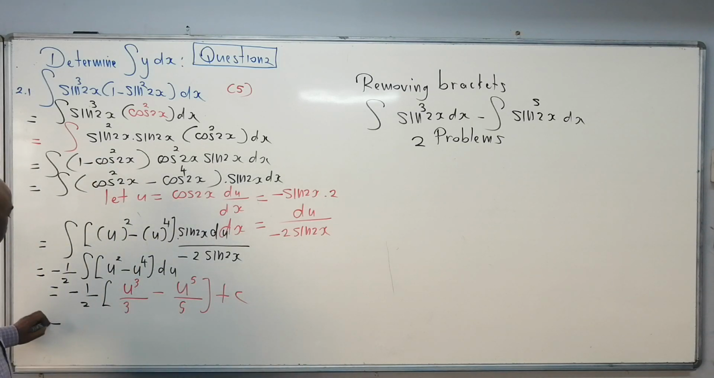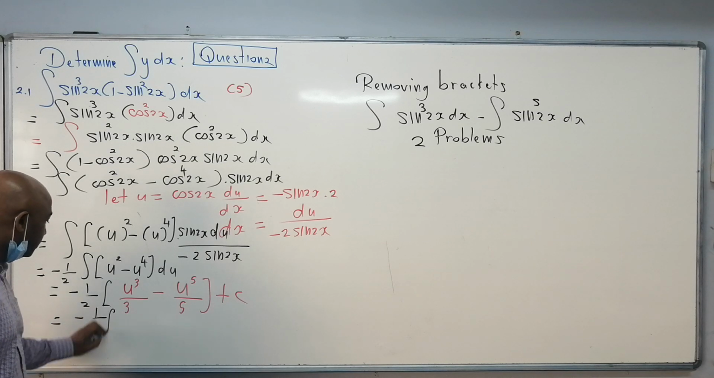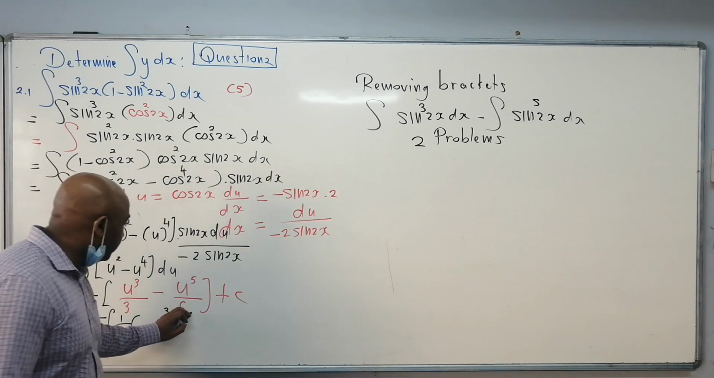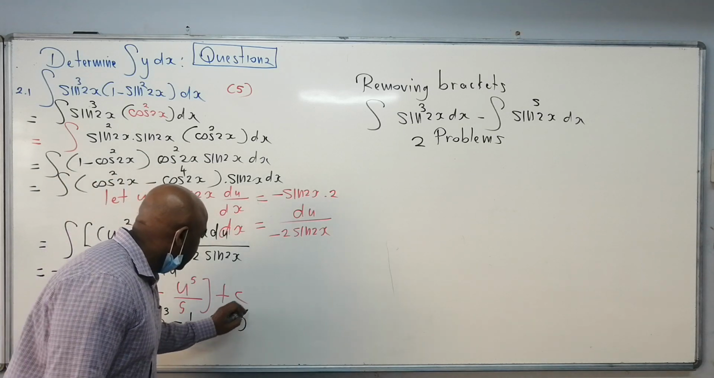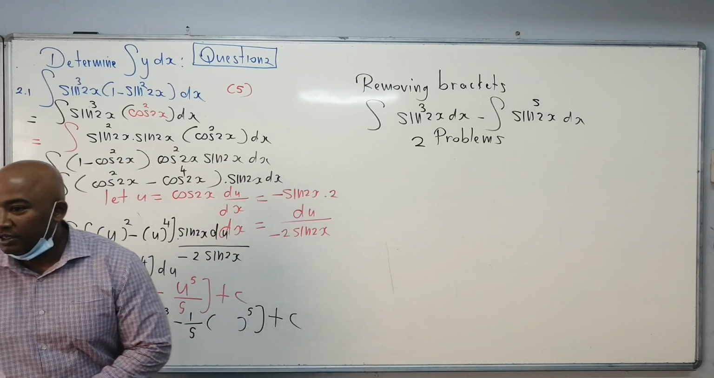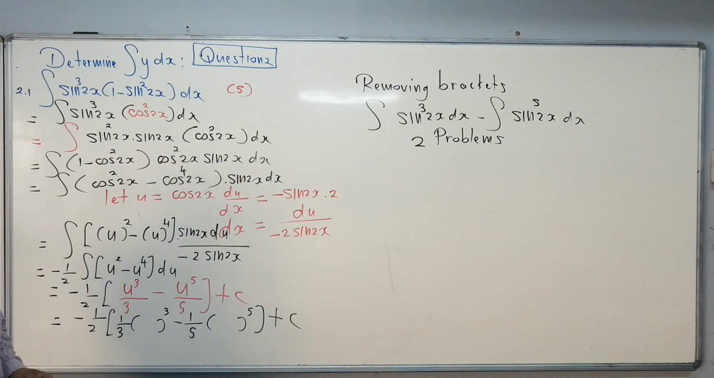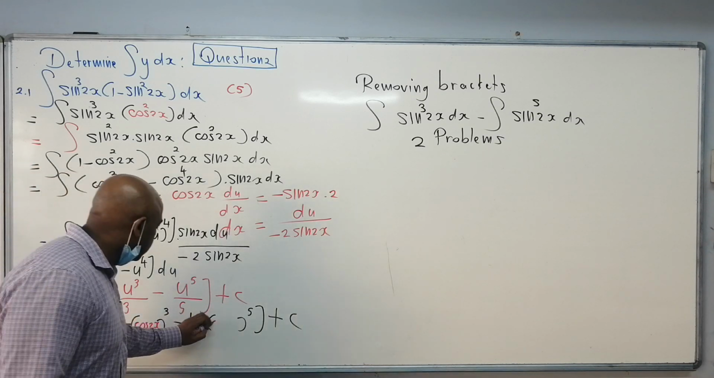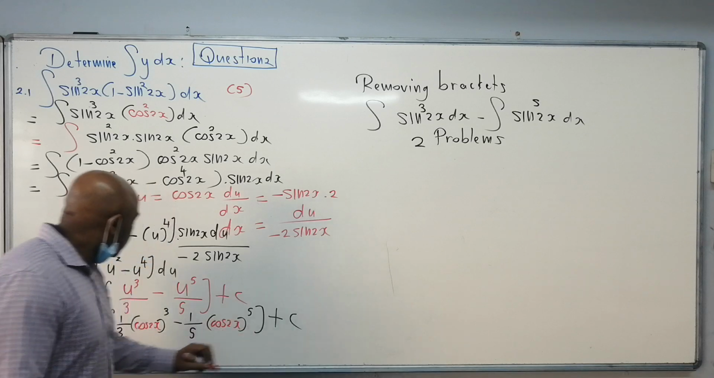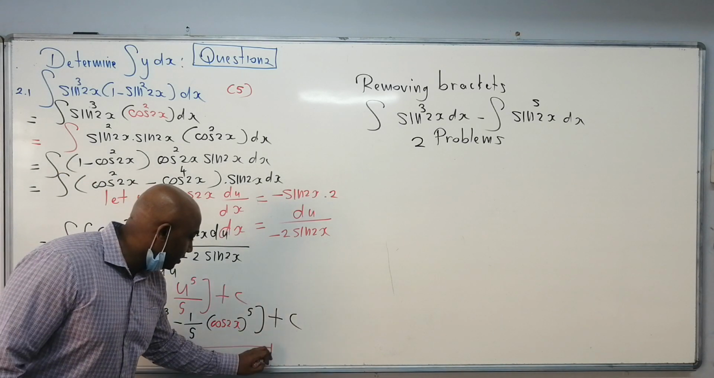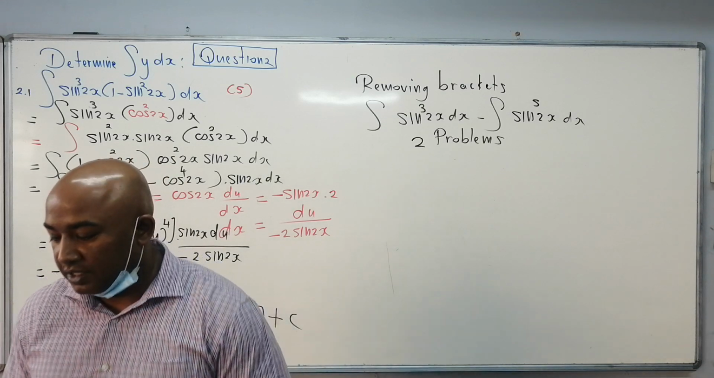So now that's going to be minus 1 over 2. Don't forget to substitute back for u in your final answer. What was u? u was cos 2x. You do not have to multiply out, it's unnecessary and pointless. Leave your answer as it is.